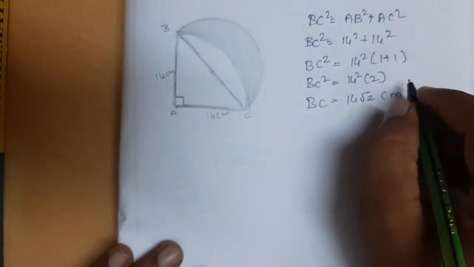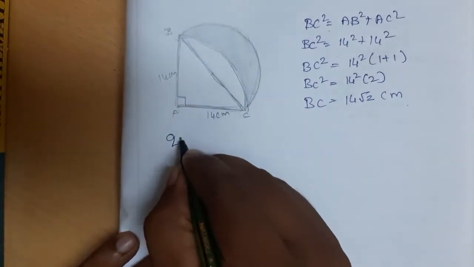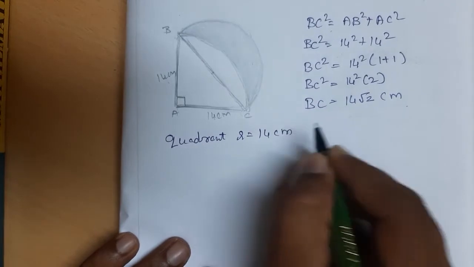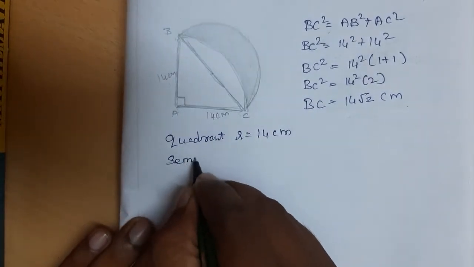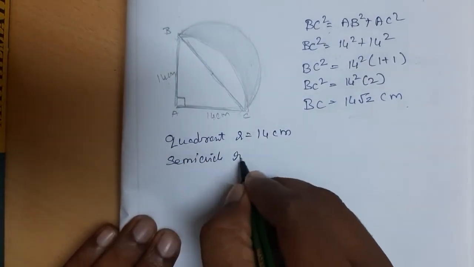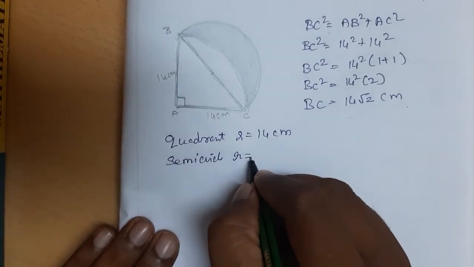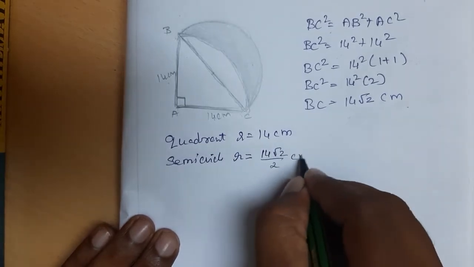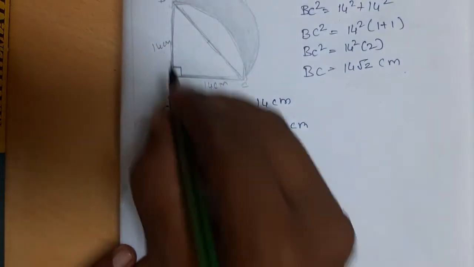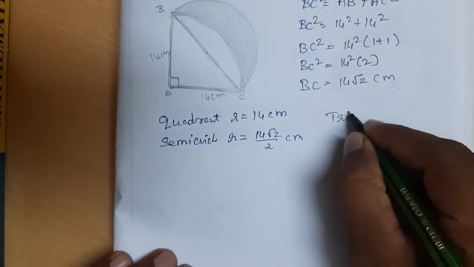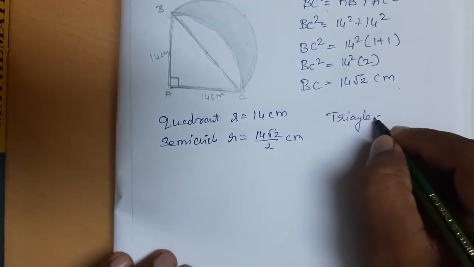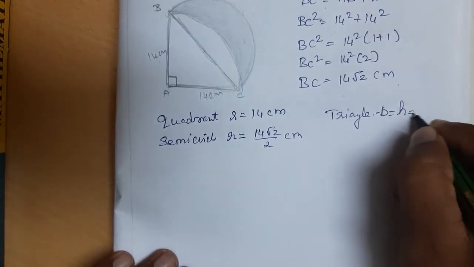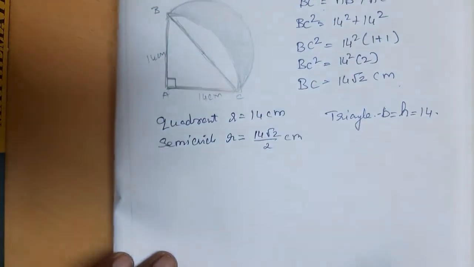So for the quadrant, the radius is equal to 14 centimeters, and for the semicircle, the radius is equal to 14 square root of 2 by 2 centimeters, since BC is the diameter, right? And one more shape is the triangle. The triangle's base and height are the same. So base is equal to height is equal to 14, since both are given as the same.